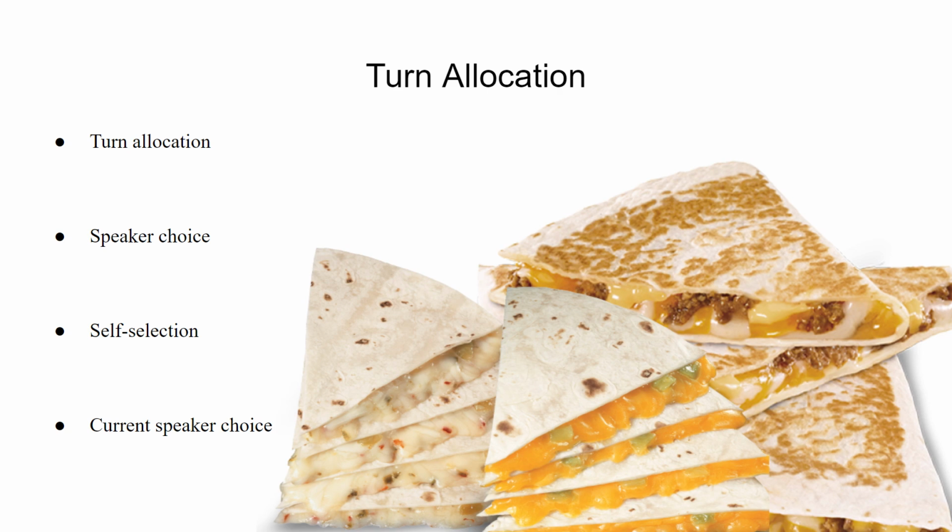Which is why the second most used example of turn allocation would probably be speaker choice. This is because we also asked each other a lot of questions after we finished talking. This left us with speaker continuation being used the least.